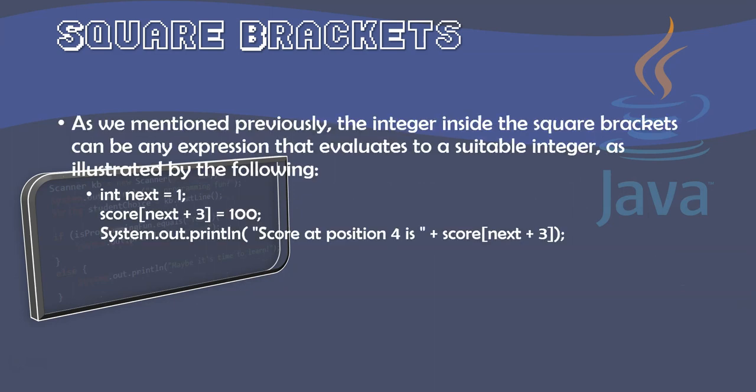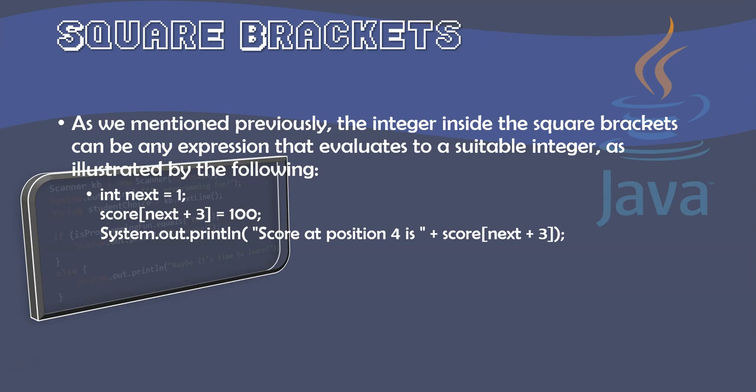Now, as we have mentioned previously, the integer inside the square brackets can be any expression that evaluates to an integer, such as the following: int x = 1; score[x + 3] = 100. So, position 4 of score is score[x + 3]. x + 3 would mean that when this program actually runs, it's going to take this value in here and find it at where?